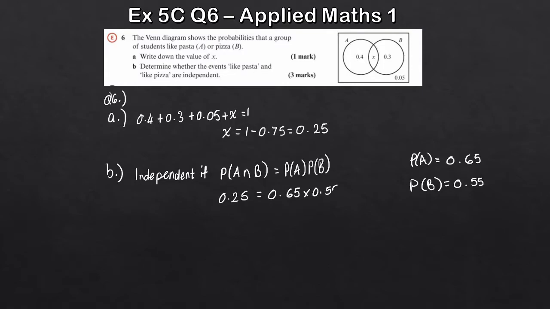If this is true, then they're independent. If it's not, then they're not independent. So 0.25, work out this product here. What you get is 0.3575, and obviously 0.25 is not equal to 0.3575, so therefore not independent. Okay, so that question is done. This is important. Make sure you know this test for the independence of probabilities.